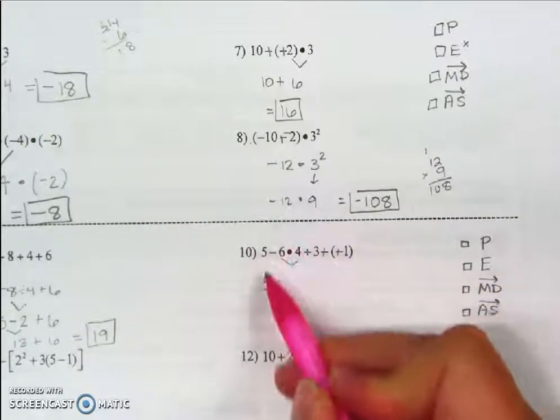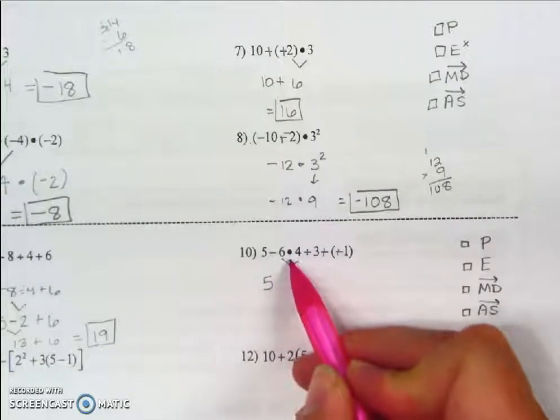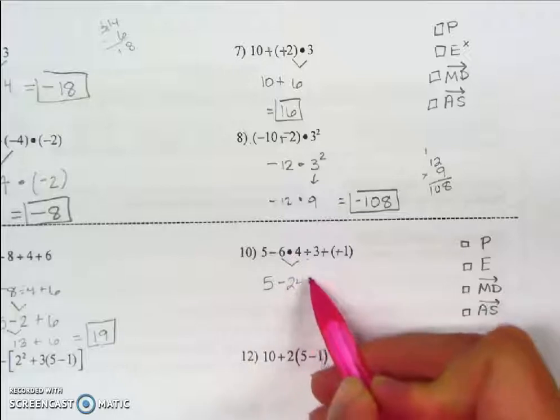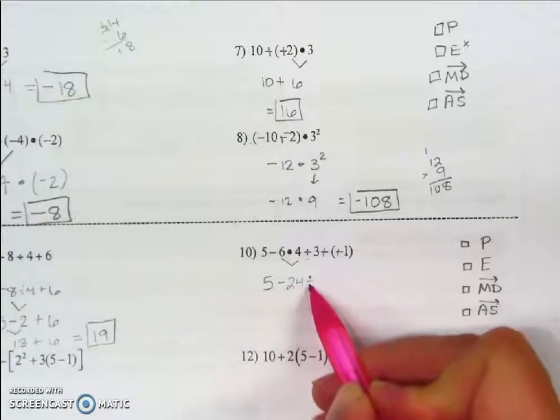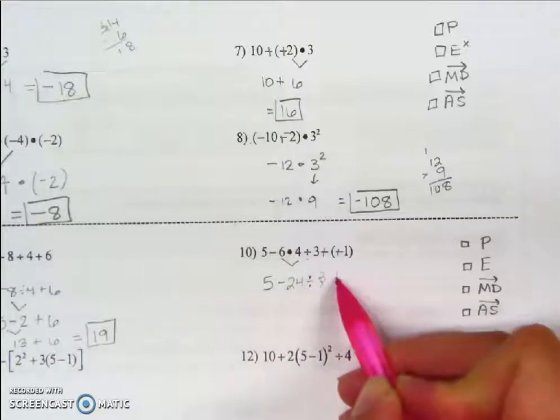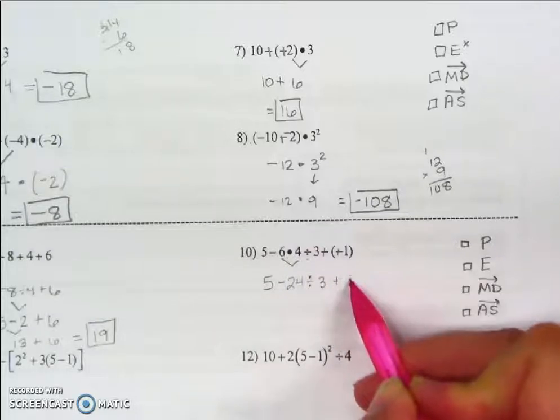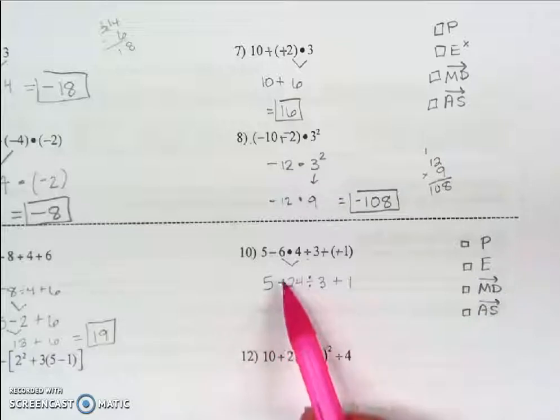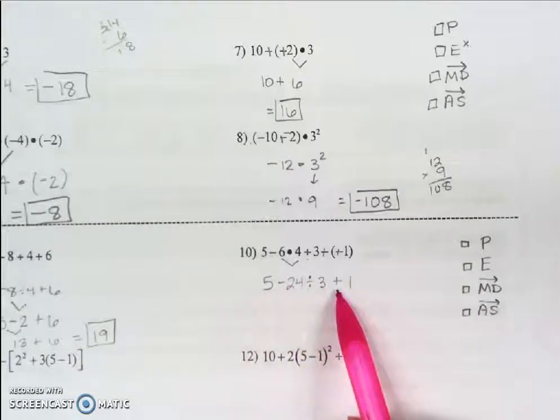Bring down the 5. Then negative 6 times 4 is going to give us negative 24. Bring down the divide. Bring down the 3. Bring down the plus. Bring down the positive 1, which I'm now just going to write like that. All right, so now I have a subtraction, division, addition.